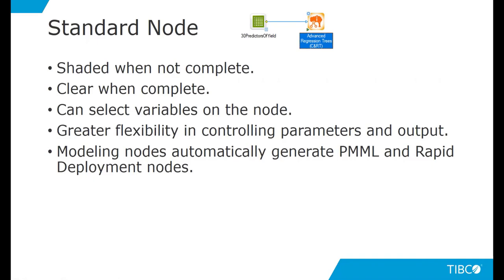Some of the benefits of this node is that you can actually select variables on the node, which we'll see whenever we complete a workspace here in a few minutes. You can also provide greater flexibility in controlling the parameters of the node, as well as the output from the node. And when this node is a modeling node, it's automatically going to generate not only a PMML, or predictive modeling markup language node, but also a rapid deployment node for scoring.